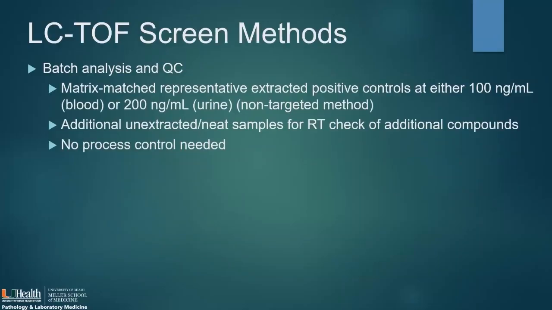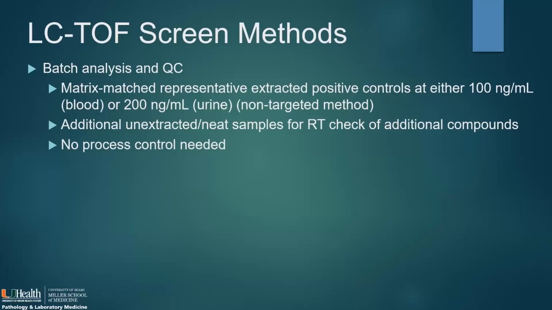So let's be a little bit more specific for our methods because there are some differences. For our LC-TOF screen, the way that our QC is set up is we have matrix matched representative extracted positive controls. I know that's a mouthful. For our blood method, we have our extracted controls at 100 nanogram per mil. And for our urine, we have them at 200 nanogram per mil.